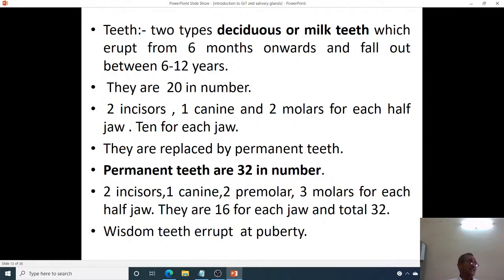That means till the age of 16 or 17 years, the teeth will be only 15 for each jaw. After that, that will be developing, 14 for each jaw. After that, the last pair will be coming, making the total 32 teeth.